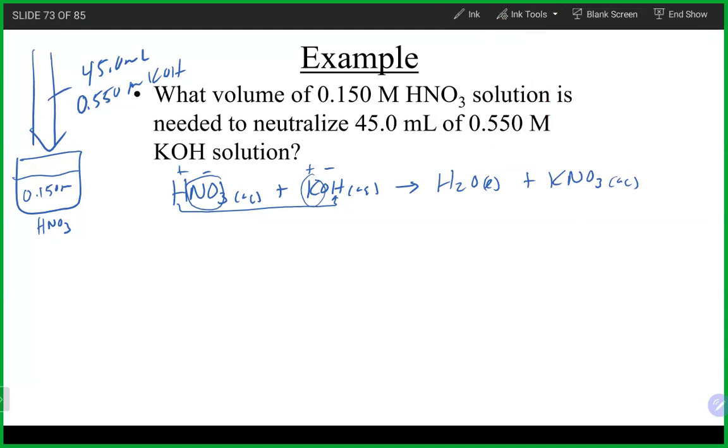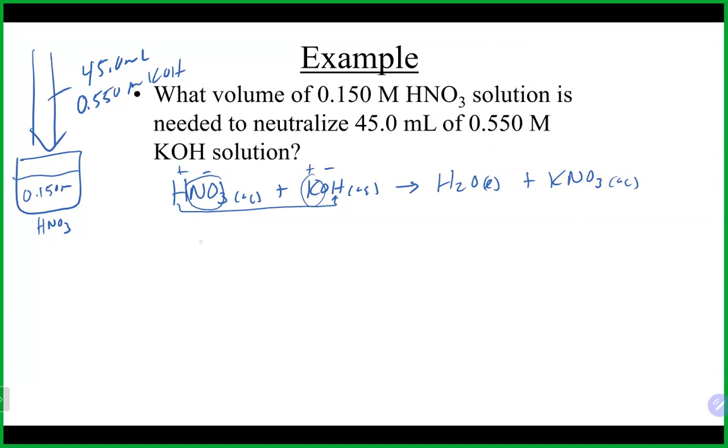The next thing we want to look at is what they gave us. We have nitric acid here. We have the molarity of it, and we are also looking for the volume that's needed. For the potassium hydroxide, we have 45 milliliters, which is the volume, and the molarity is 0.55 molar. So in this case, this is a basic stoichiometry problem.